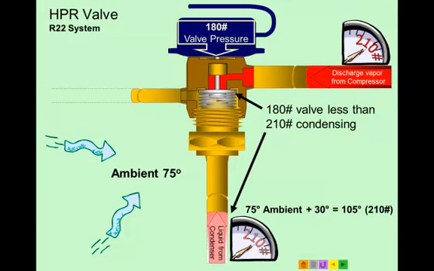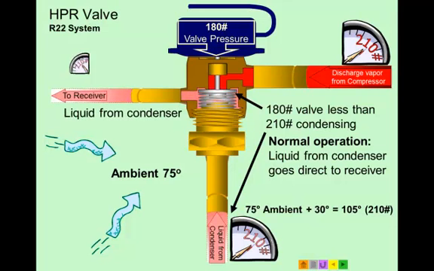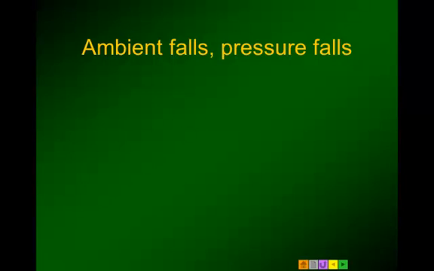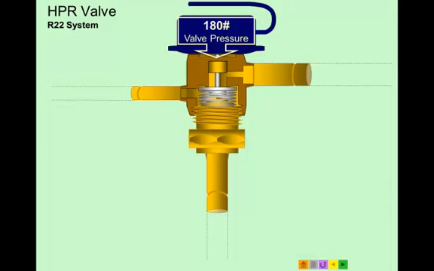And what we see here is the 180 pounds in this power head is less pressure than the 210 pounds coming from the condenser. Therefore, the valve will be pushed, literally pushed, closed. Under normal operation now, the liquid from the condenser will go directly to the receiver. And it will be at 210 pounds also. So everything is in equilibrium at 210 pounds. As the ambient falls, the pressure is going to fall. The following slide shows how condensing pressure falls as the ambient temperature falls.